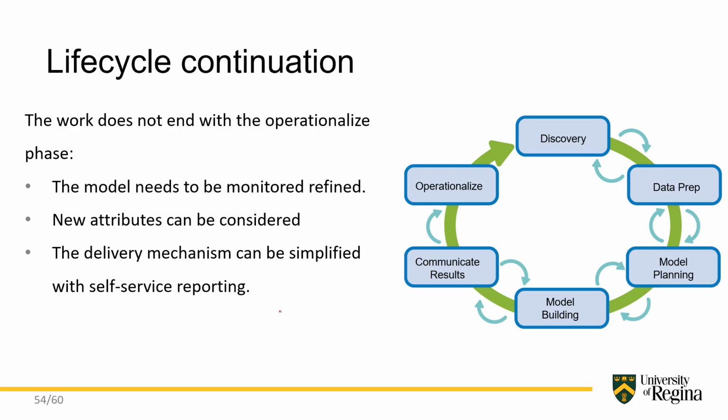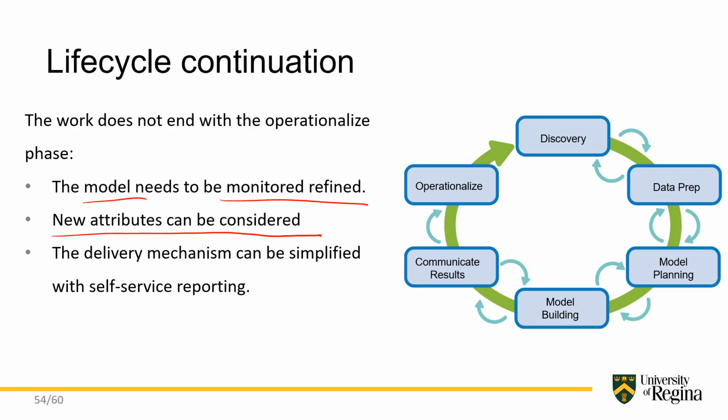So even after you finish and finalize that final step, operationalization, it does not mean that the work is finished. Maybe one cycle is finished, but you need to continuously monitor your product. And I mentioned that again before. You need to get new data. You need to monitor that your model is going to be working properly for the new data. So your model needs to be monitored properly, and sometimes new attributes can be considered.